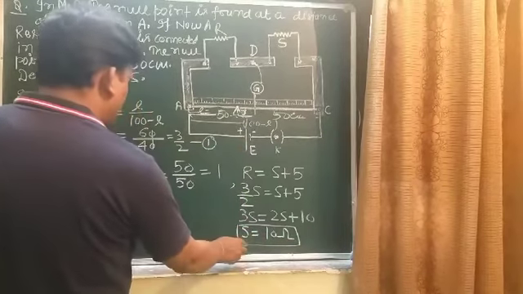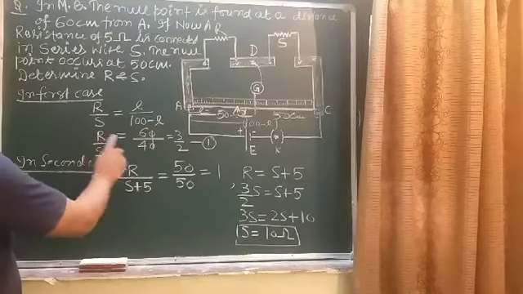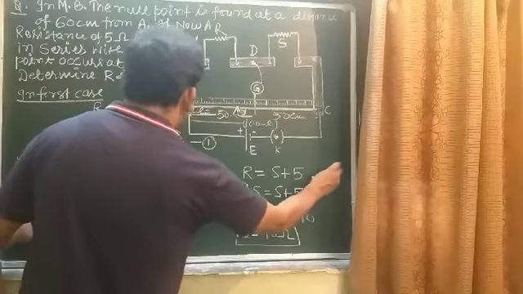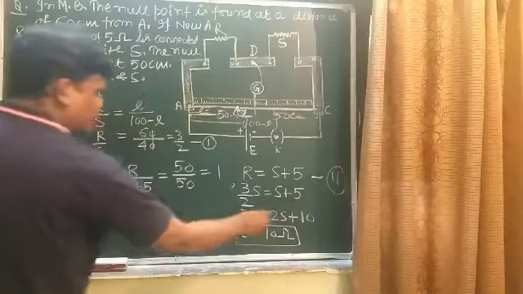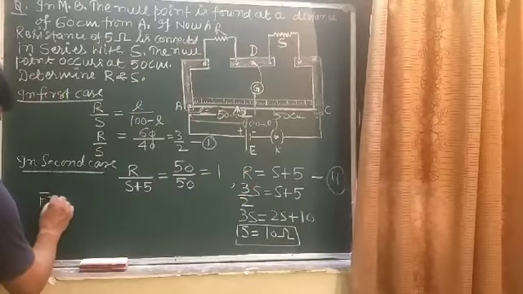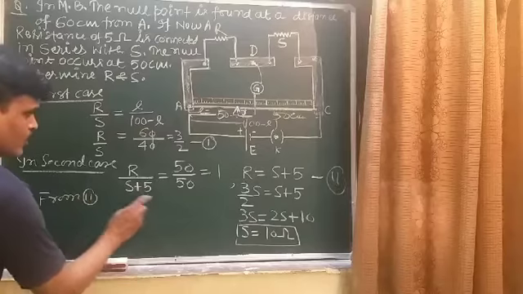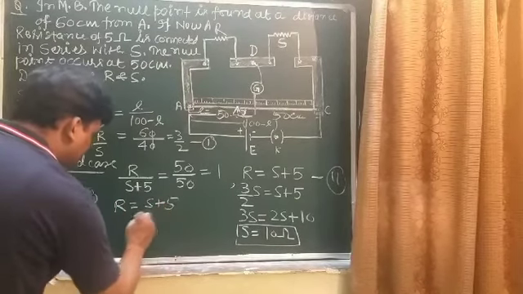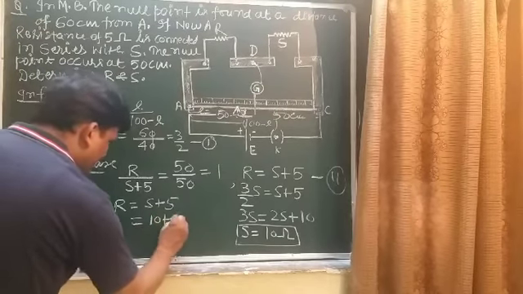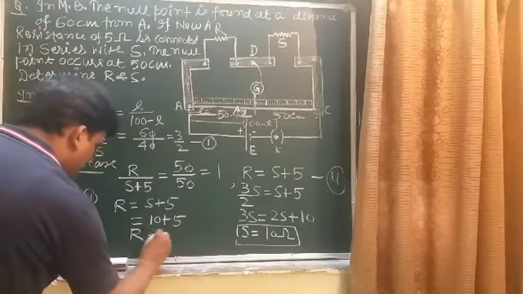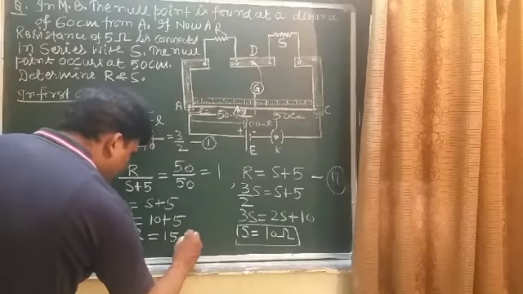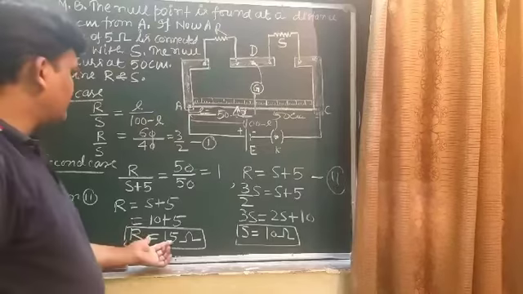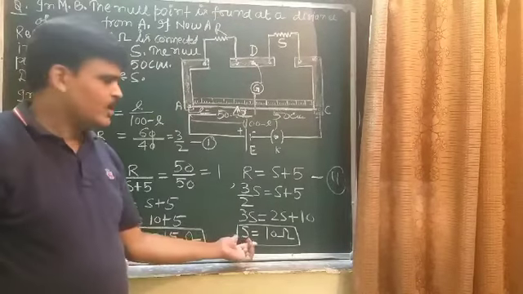When S equals 10 ohm, put it in equation 2. From equation 2, R equals S plus 5, which is 10 plus 5. So R comes out to be 15 ohm, and this is the answer: R equals 15 ohm and S equals 10 ohm.